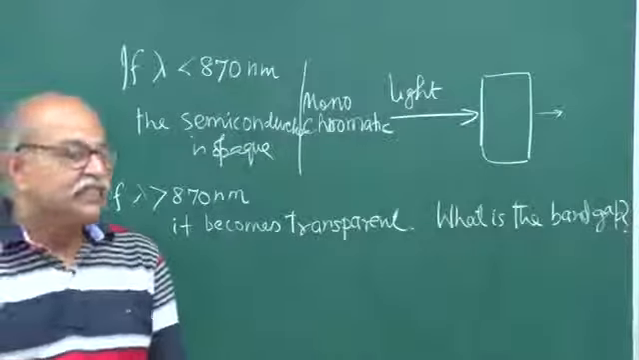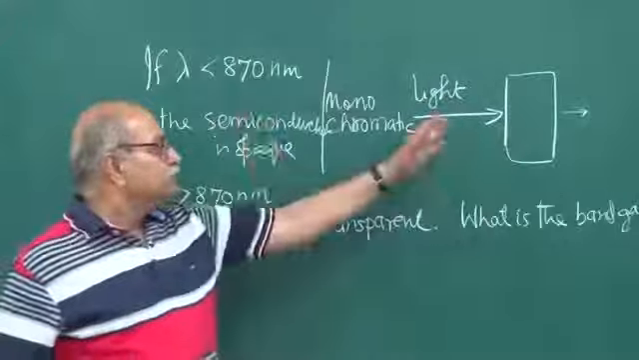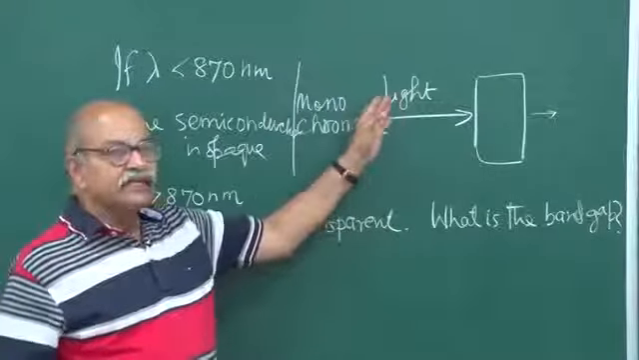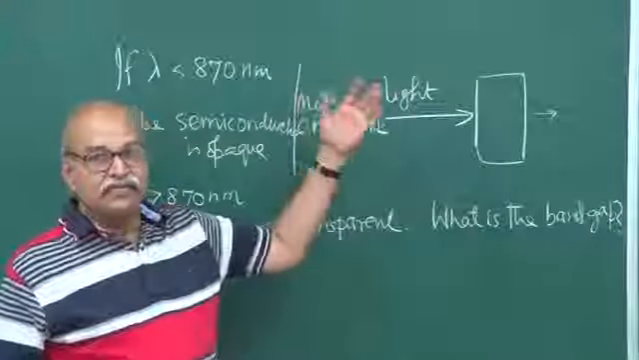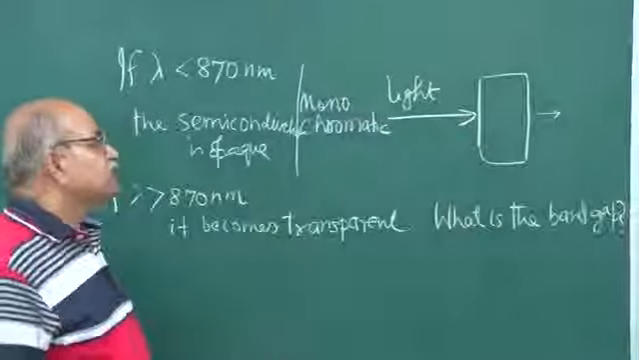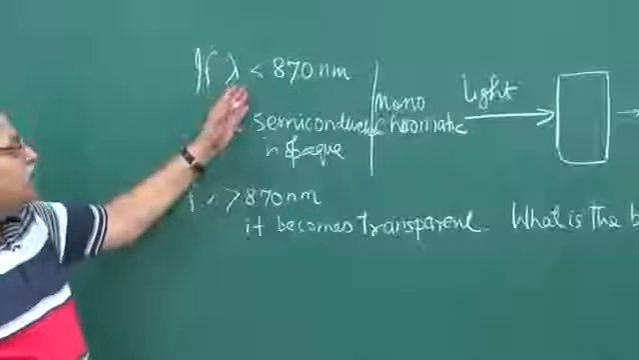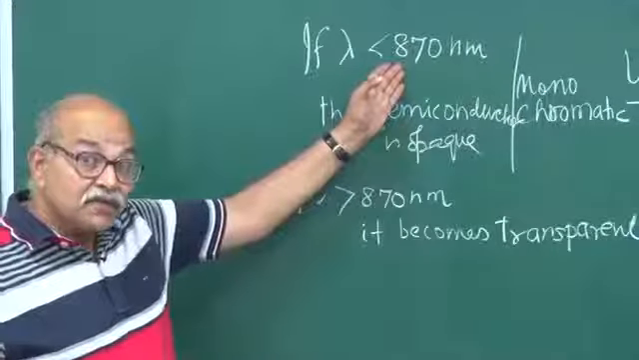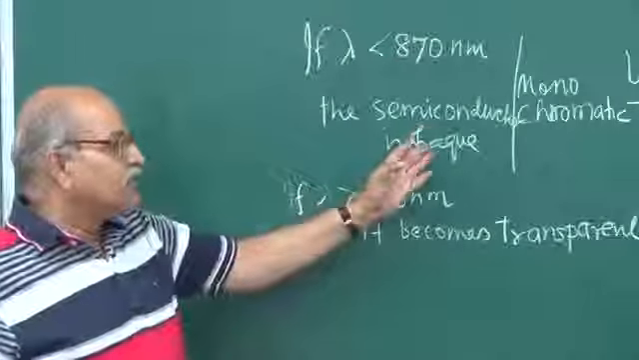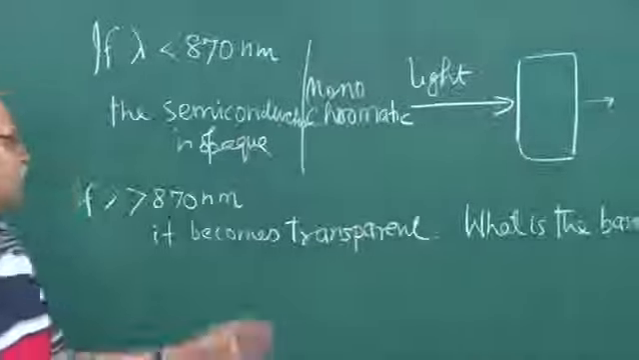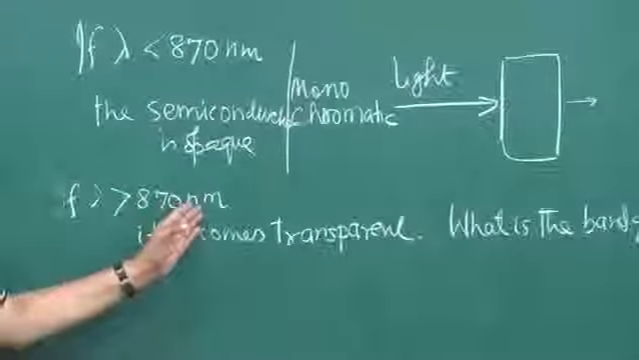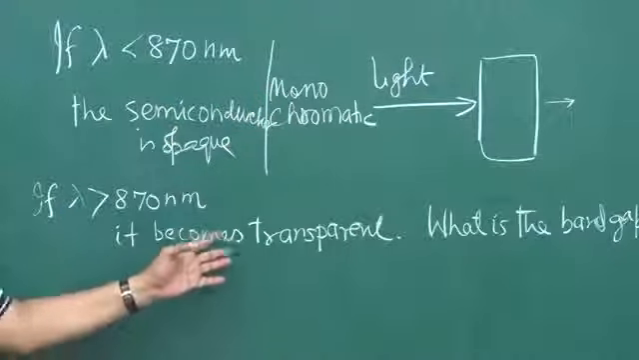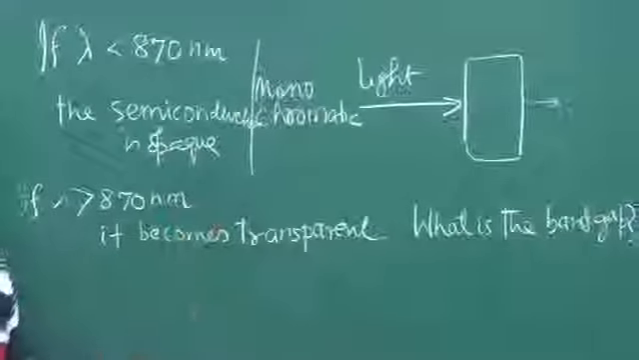Right? So, you have a semiconductor and you allow this light to fall on this semiconductor. It is a monochromatic light, and you change your light source and work with different wavelengths. And you find that if wavelength is less than 870 nanometers, then there is a lot of absorption. It is opaque, the light is not coming out. But when lambda is more than 870 nanometers, then a lot of light is coming out, the absorption is very small, and it looks like as if it is transparent. And then what is the band gap?